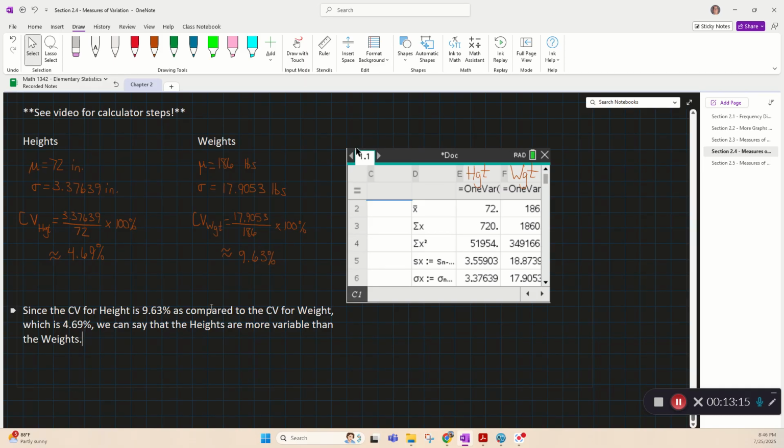Okay, that's it for section 2.4. We have made it through the bulk of chapter 2. We have one more section left.